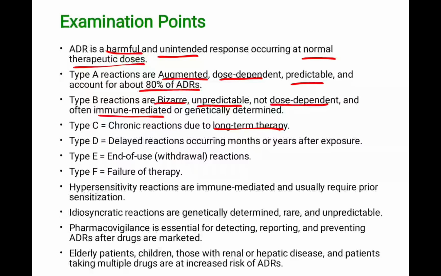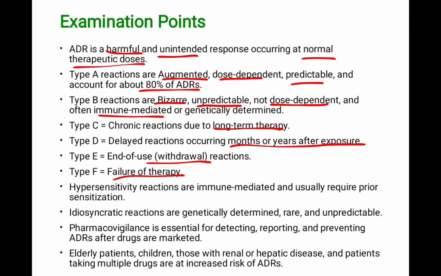For type D, we said it is delayed reactions occurring months to years after exposure. For example, neural tube defects after taking thalidomide, or digit defect. We have type E, which is the end of use or withdrawal reactions. We have type F, which is failure of therapy.